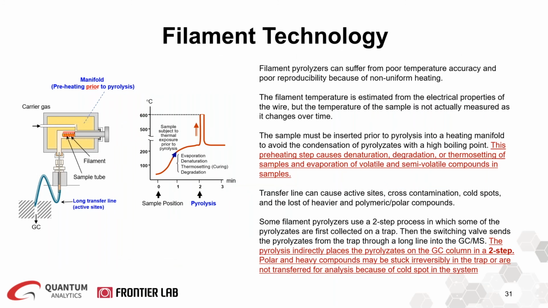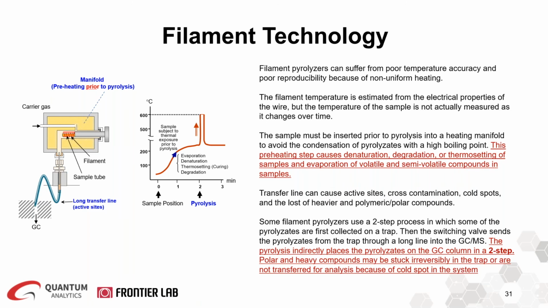Filament pyrolyzers are also known to suffer from poor temperature accuracy and poor reproducibility because of non-uniform heating. Sample placement and heat transfer variation affect the temperature of the sample, depending on where the sample sits in relation to the platinum wire. The filament temperature is estimated from the electrical properties of the wire, but the temperature of the sample is not actually measured as it changes over time.